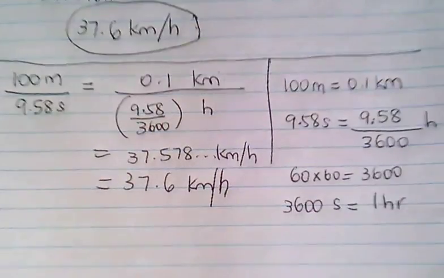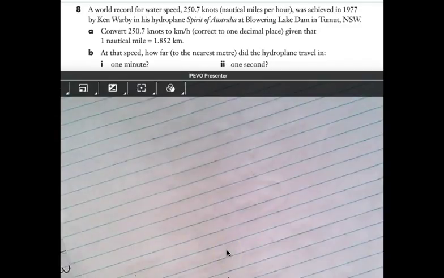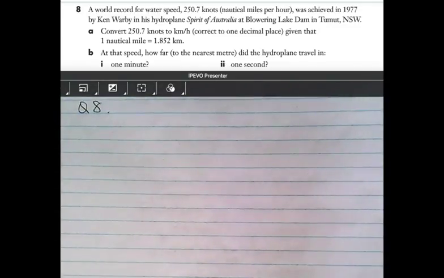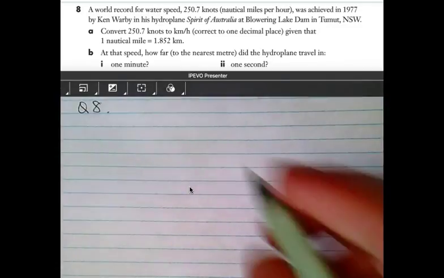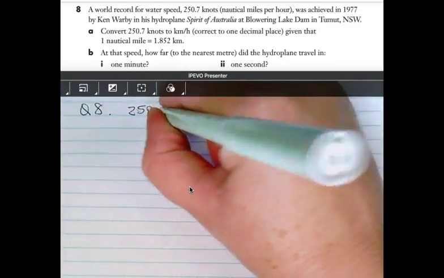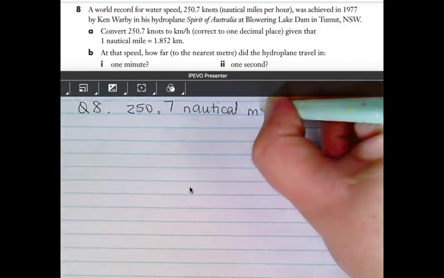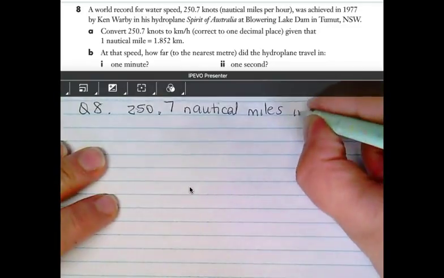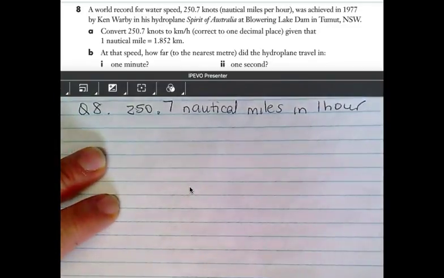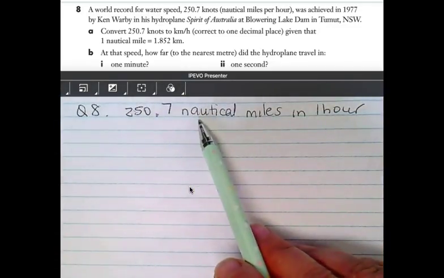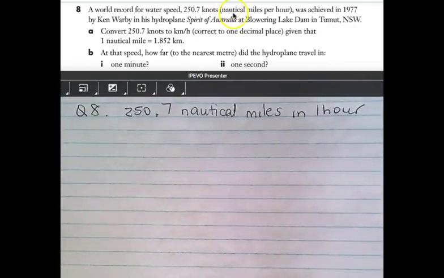Okay. Now for question 8. It says a world record for water speed is 250.7 knots. Now that means 250.7 knots. The units knots are nautical miles per hour, which means in 1 hour. So they're the units for the world record for water speed. And in brackets, you can see it says that knots are nautical miles per hour.